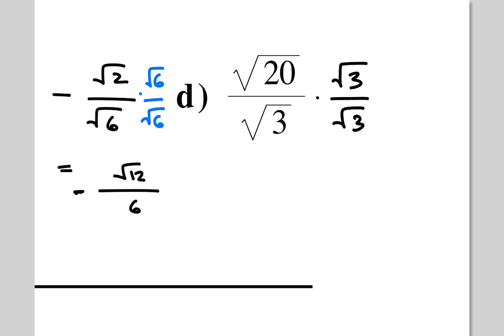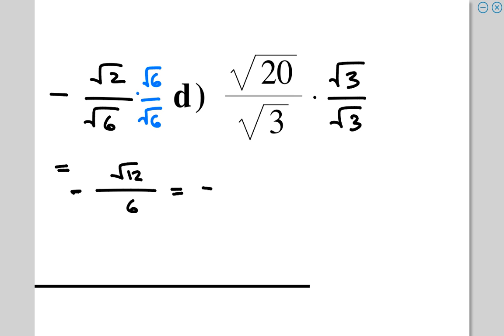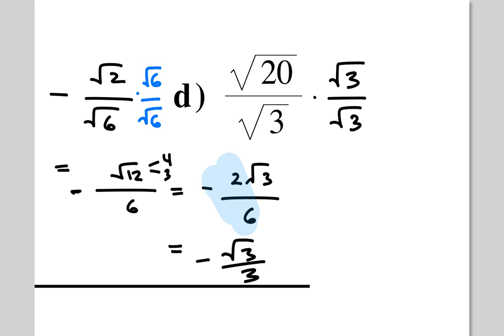Simplify, thank you. 12 would become, what, 4 by 3? The 4 comes out as 2, so 2 root 3 over 6. Now look at this. You still have some work to do. 2 and 6 will make 1 and 3. So negative root 3 over 3. You guys okay with that?